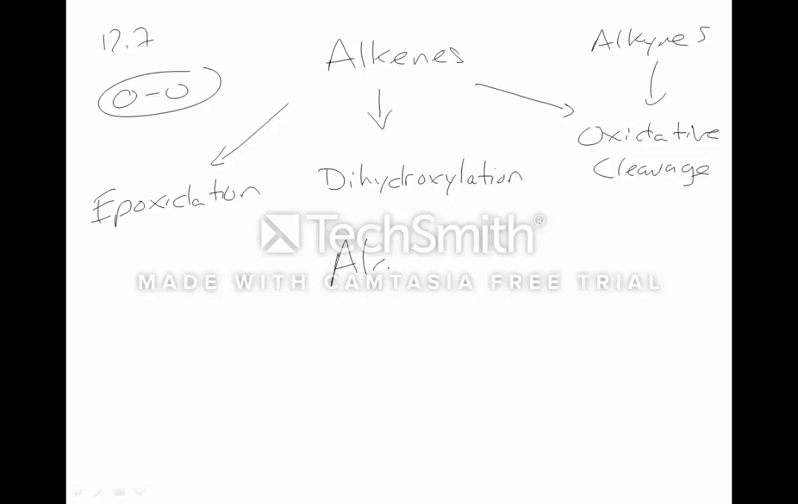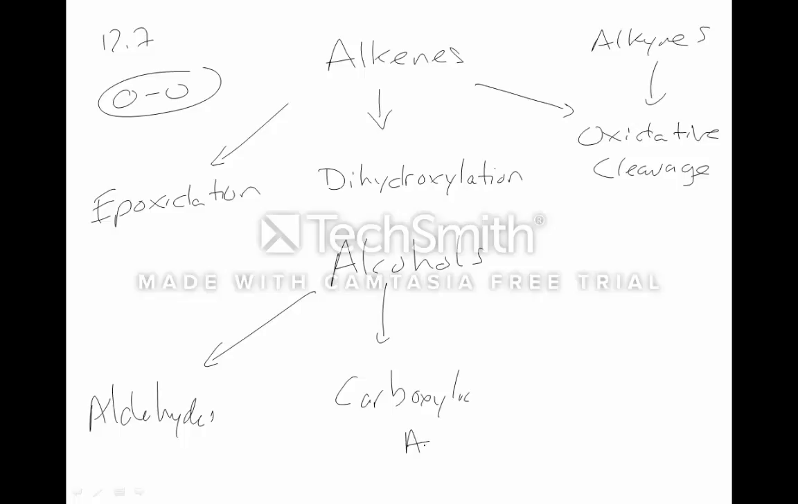Then we can take alcohols and make aldehydes. We can make carboxylic acids, and we can make ketones. So we'll look at each of these in sequence. Okay, so let's look at alkenes first.